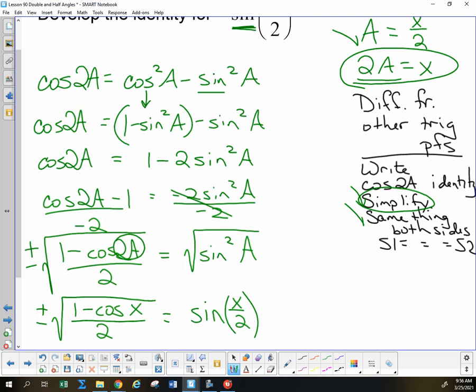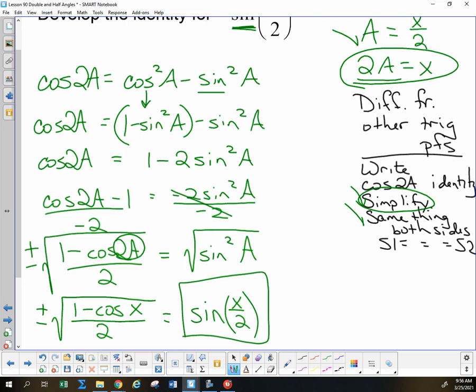The plus or minus will depend on what quadrant the thing I'm trying to find is in. I'm trying to find the sine of 22.5. Oh, that's first quadrant, so I need to pick the positive one. But if I'm trying to get something that's in another quadrant, I'll need to pick the negative one, and I'll model that when we do a couple of examples after we derive our final identity, the one for cosine of x over 2. But any questions on this one?